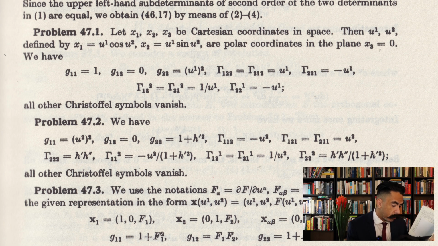The solution: we have g_11 equals u2 squared, g_12 equals 0, g_22 equals 1 plus h prime squared, Γ_112 equals negative u2, Γ_121, which is the same as Γ_211, equals u2, Γ_222 equals h prime times h double prime, Γ^2_11 equals negative u2 over the quantity 1 plus h prime squared, and Γ^1_12, which is the same as Γ^1_21, equals 1 over u2, and Γ^2_22 equals h prime times h double prime over the quantity 1 plus h prime squared. All other Christoffel symbols vanish.